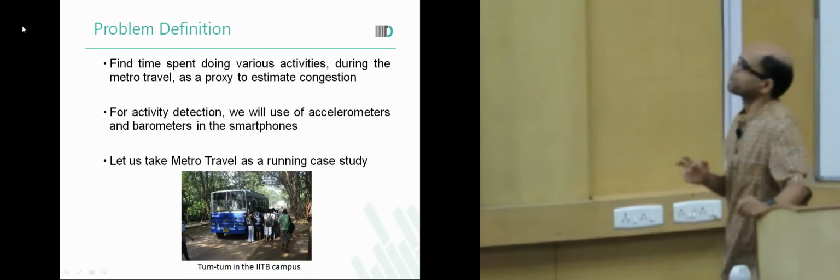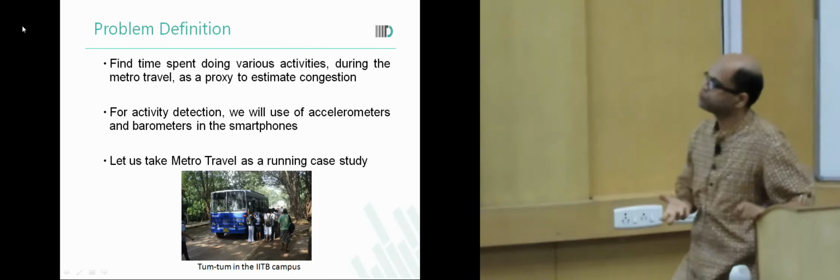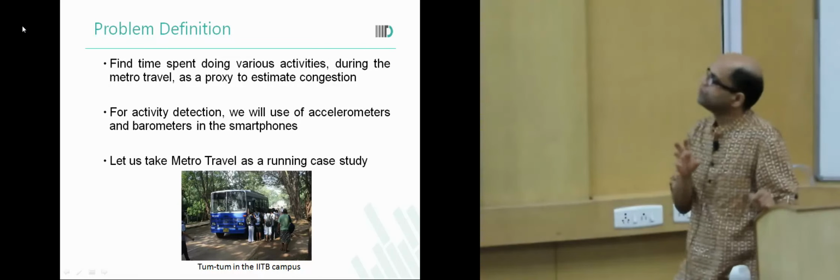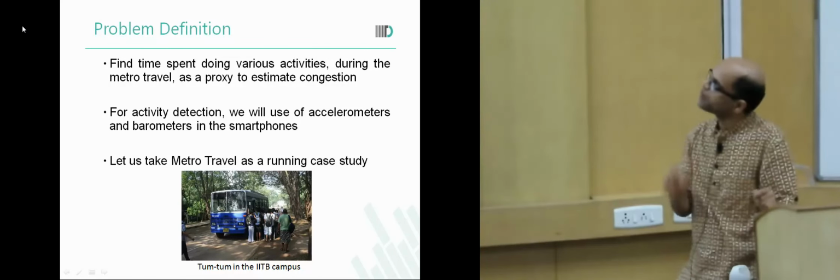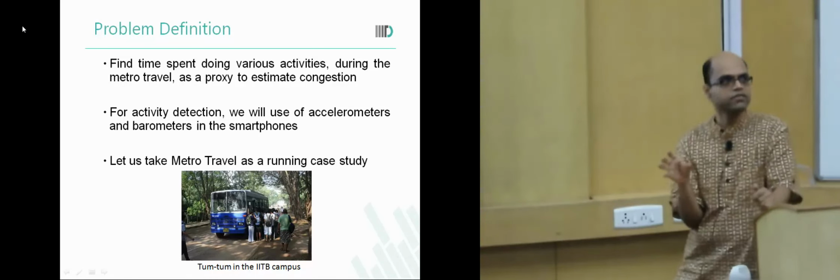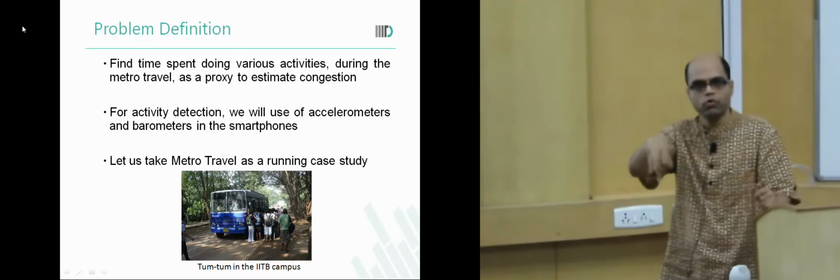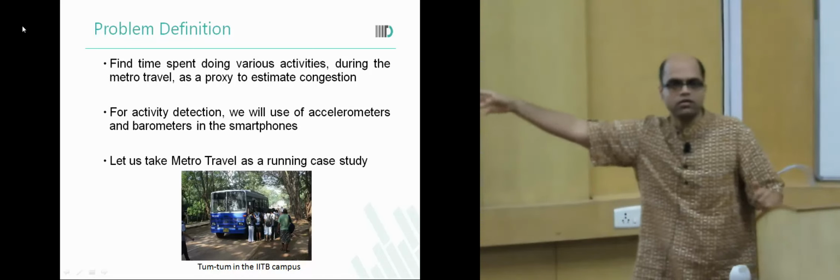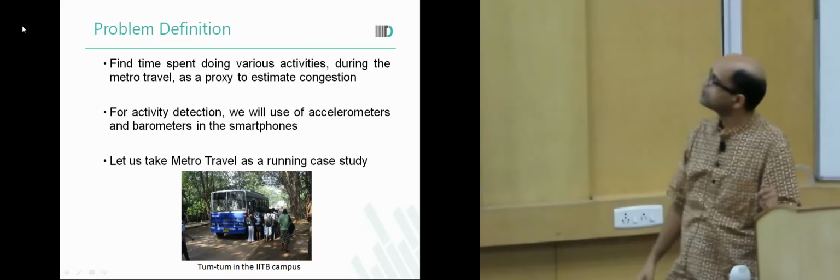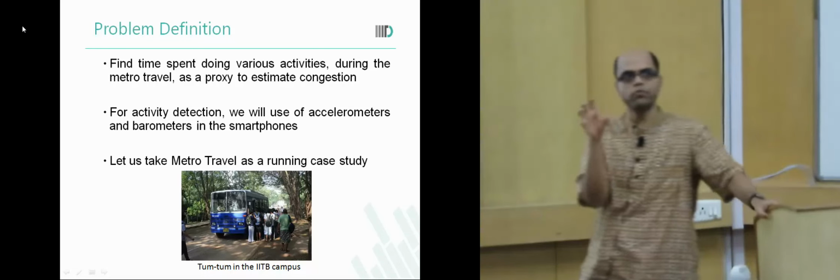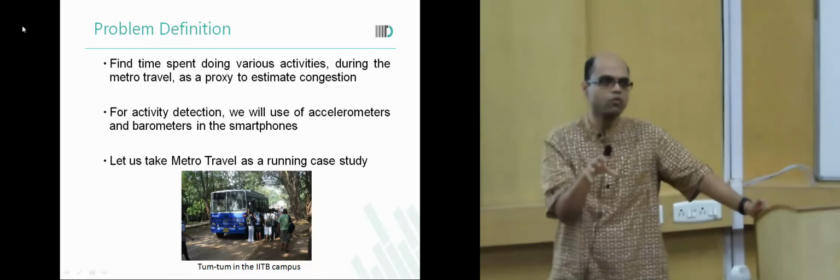So what do we want to do for the metro? We want to find out how much time is spent doing various activities that you would do to board a train and get out at a different metro station. And that becomes a proxy sensor to estimate how much is the congestion.